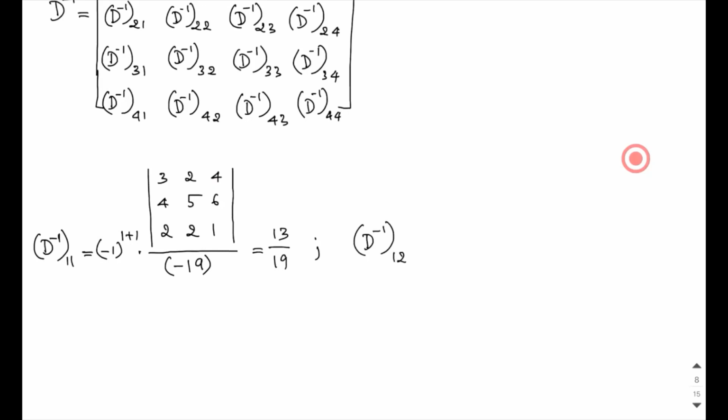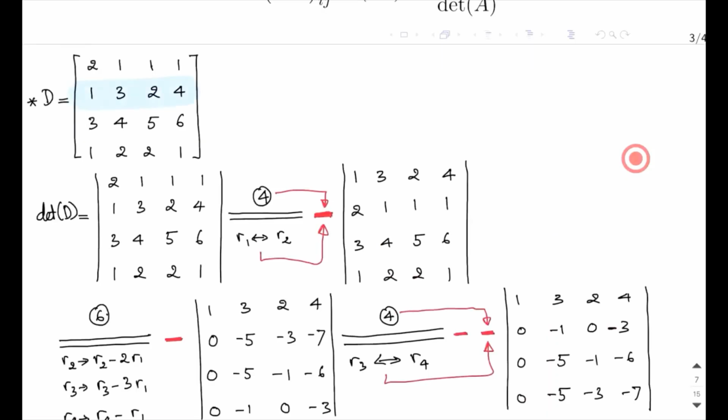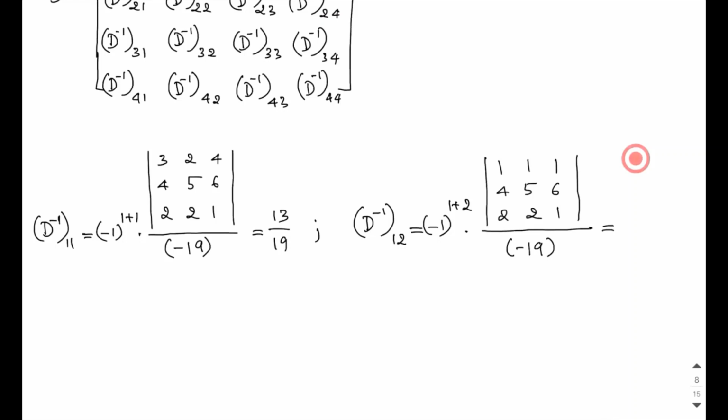The inverse at the position on row 1, column 2. That's going to be negative 1 to the 1 plus 2, because i is 1, j is 2. And then you are going to multiply with some 3 by 3 determinant divided by the determinant of D, which is negative 19. This is going to be D, and you will have to switch the row and the column here. So instead of 1, 2, that's going to be 2, 1, which means you will have to delete row 2, column 1. Well, you end up having 1, 1, 1, 4, 5, 6, and 2, 2, 1. You compute the 3 by 3 determinant, and don't forget the sign in front is going to give you this.